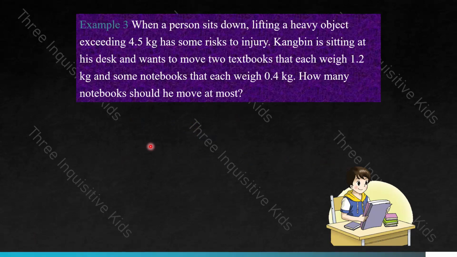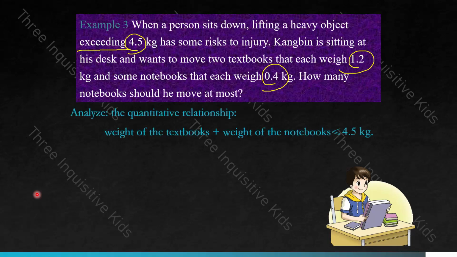All right, so what was your keyword? It says that exceeding 4.5 kilograms has some risks to injury. Exceeding. Remember, this was one of the keywords we went over at our review slide at the very beginning of the lesson. Exceeding, which means greater than. And now, we have the 1.2 kilograms each, 0.4 kilograms each. These are the numbers that sometimes I like to circle.